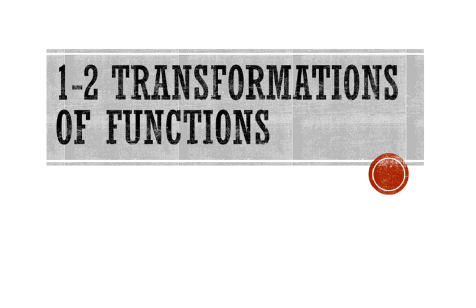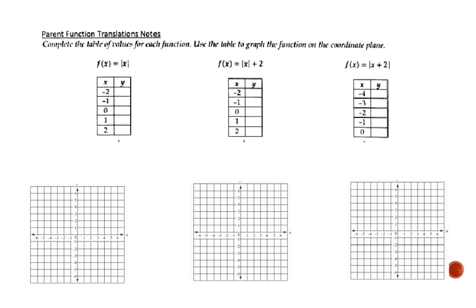Today we're going to look at transformations of functions. So we're going to start off by filling in these tables and graphing this function. It says complete the table values for each function. Use the table to graph the function on the coordinate plane. So this first one says f of x equals the absolute value of x. That's how you read that, absolute value.